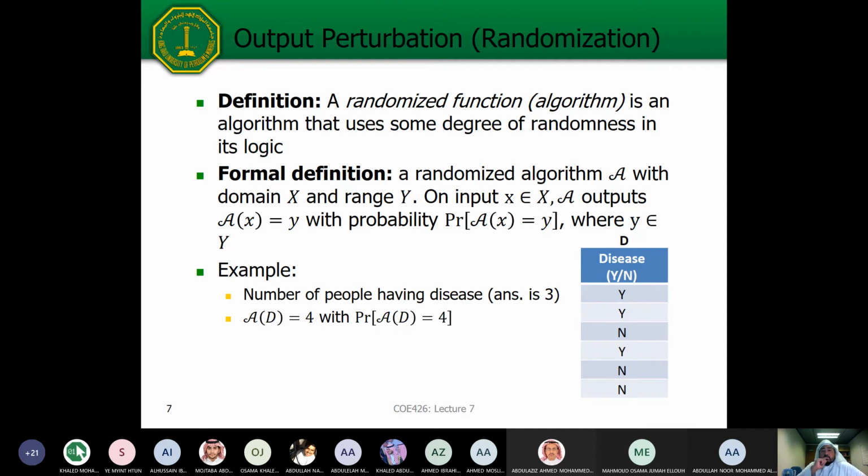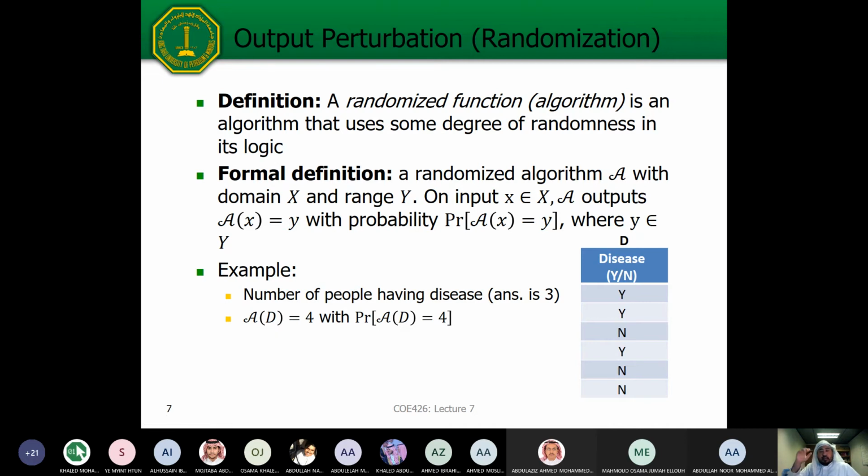And in fact, because it's random, we like to think about it as a probabilistic function. In other words, with some probability the answer will be 4, with some probability the answer will be 3, and with some probability the answer will be 2. It depends on the degree of randomness this randomized algorithm is working with. So we can think of the output of A(D) as a random variable.